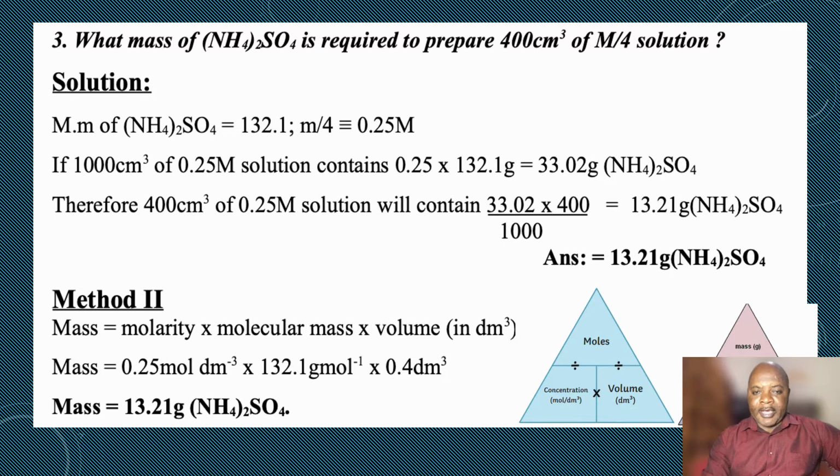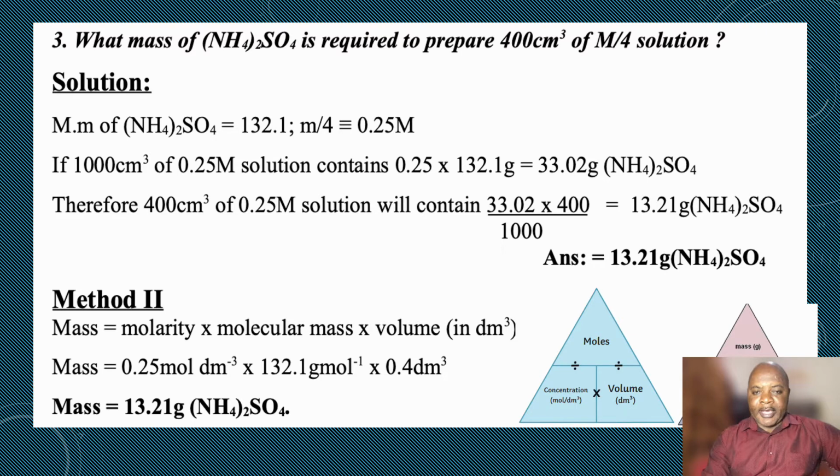So now let's multiply the moles, 0.1, times the molar mass, 132.1. We will have 13.21. That is method 2, and that is method 3. I said method 3 is the easiest one.